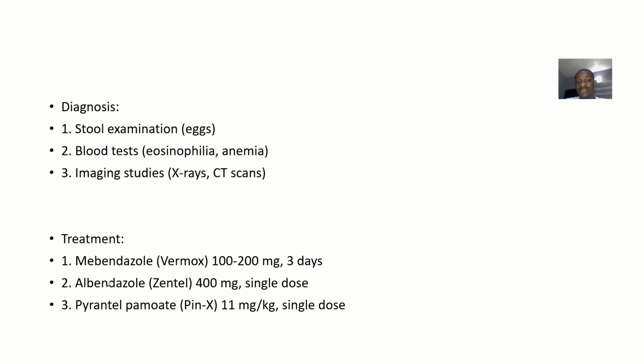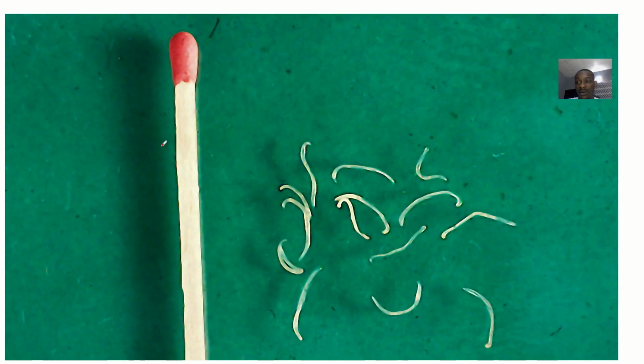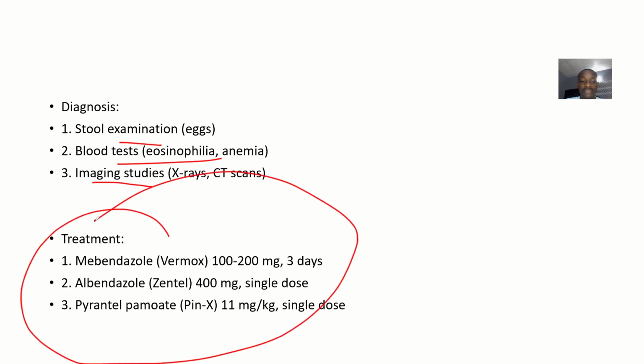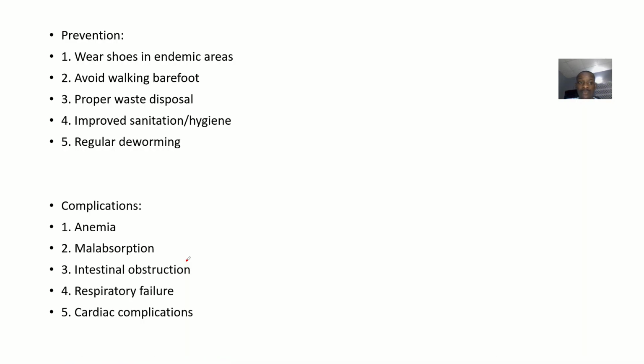Diagnosis: since the route of transmission is fecal-oral, that means later on you'll be passing out the eggs through the feces. So you could do a stool examination, and a blood test to check if red blood cell levels are elevated or if there's anemia, right? Then imaging studies like X-rays and CT scans can also help. Then these are the drug combinations for treating infections from hookworms: mebendazole, albendazole, and pyrantel pamoate can all help.